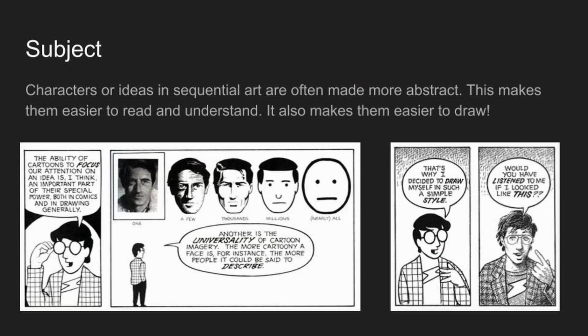Before we can get started telling a story or showing motion, we have to decide how we'll draw our subject. Characters or ideas in sequential art are often made more abstract. This makes them easier to read and understand. It also makes them easier to draw. Make sure that your character or subject is more abstract and simplified. In Scott McCloud's books, he talks about how that also helps us relate better to the characters in the sequential art, because we can see ourselves in that character because it's more of a symbol than a specific person.